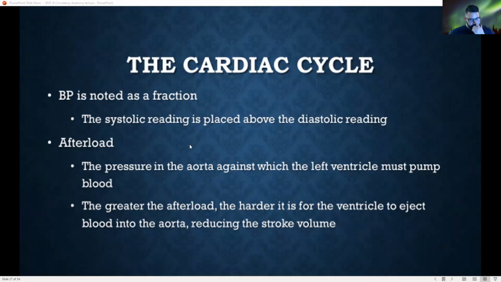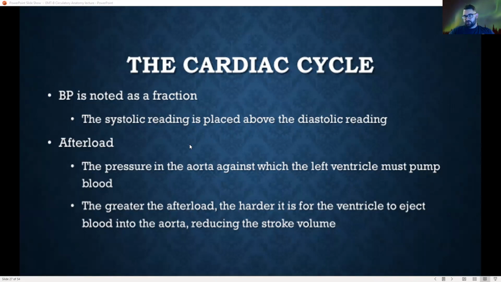Now, what about afterload? I thought it was funny. I just finished this last paramedic class for the fire department over here. They just could not knock down afterload. I asked it almost every test because there were still like two or three of them that kept getting confused with preload.